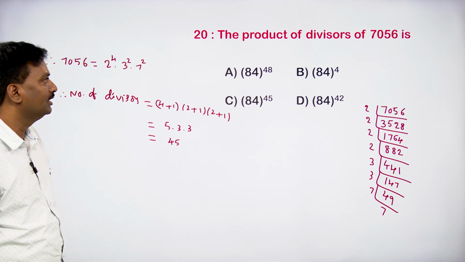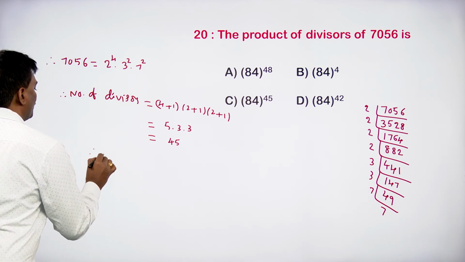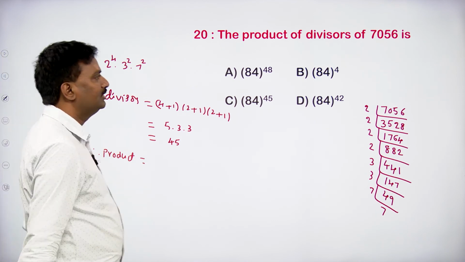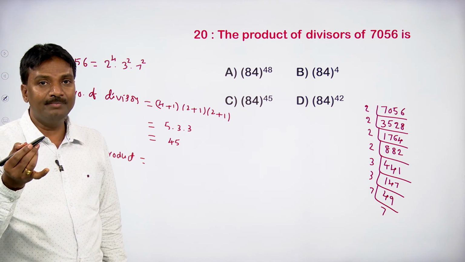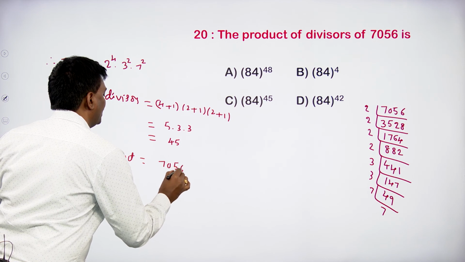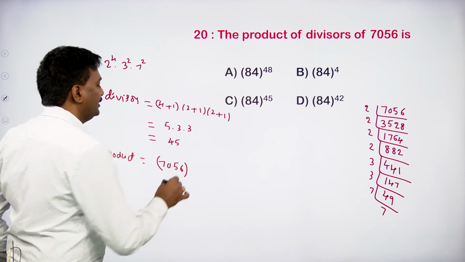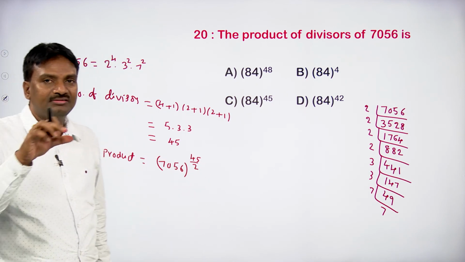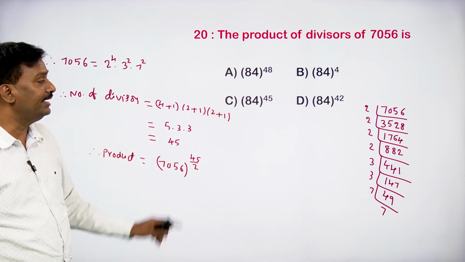Here now we have to find the product. So therefore product of all divisors of 7056 equals, according to the given passage, N power, where N is nothing but 7056, 7056 power number of divisors by 2. So 45 by 2. With respect to the given passage, 7056 can be written as 84. By observing all the options we have, the base is 84 only.